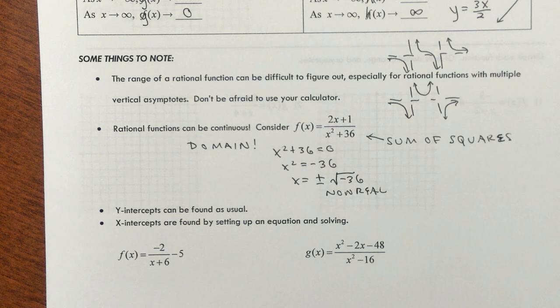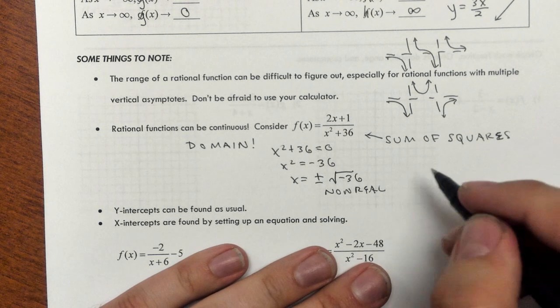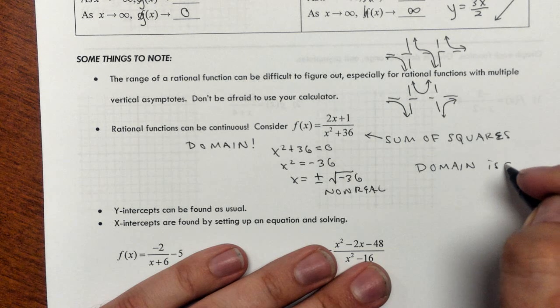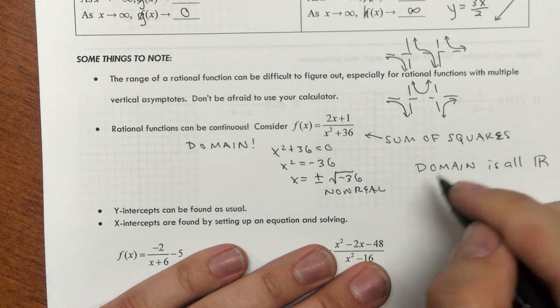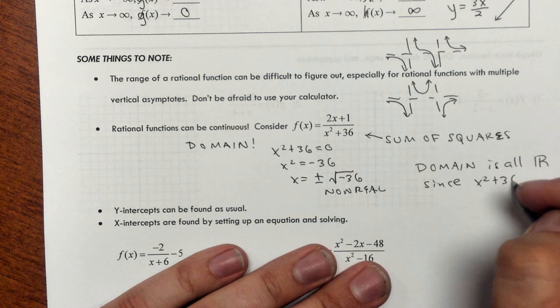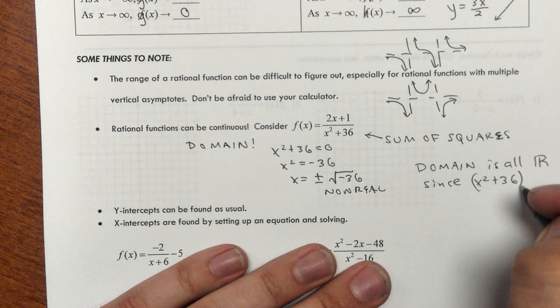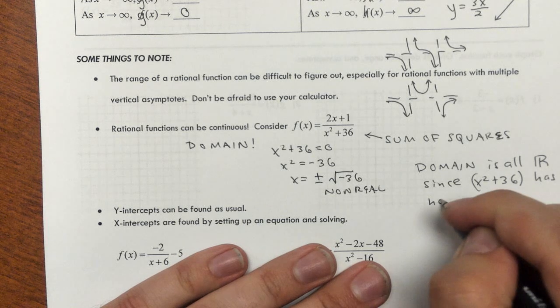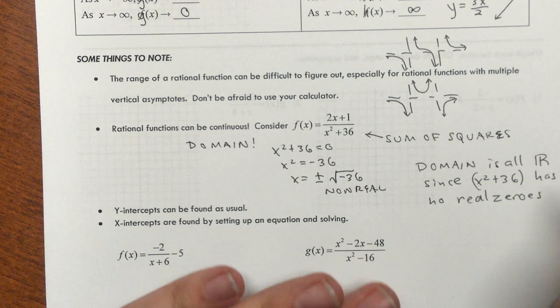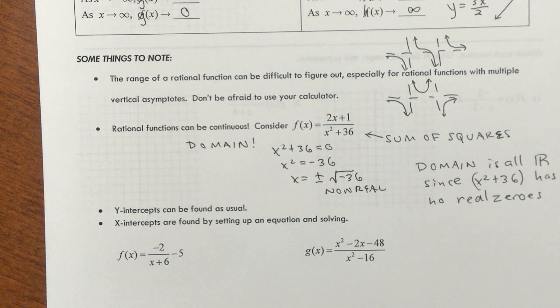Okay, so the domain is all of R, since x squared plus 36 has no real zeros. So that's some food for thought. If you have a denominator that has no real zeros, then your rational function will still be continuous.